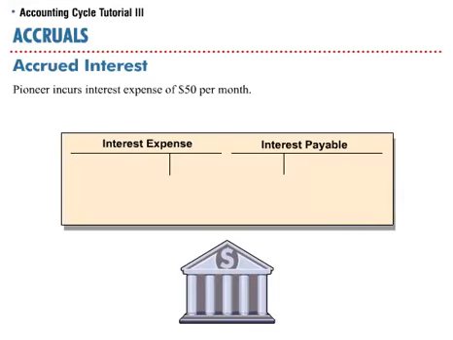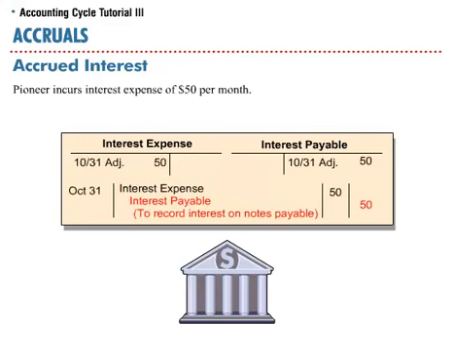Pioneer incurs interest expense of $50 per month. The journal entry to record the accrued interest expense at October 31st requires a debit to interest expense and a credit to interest payable.